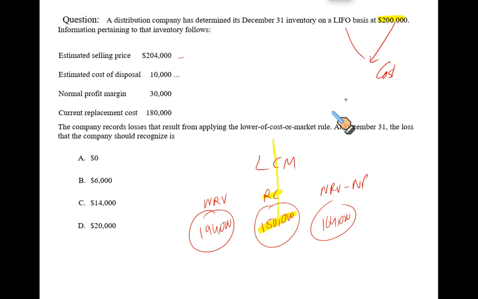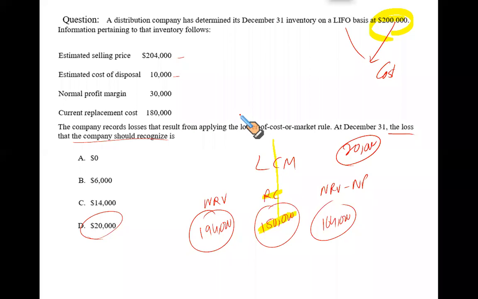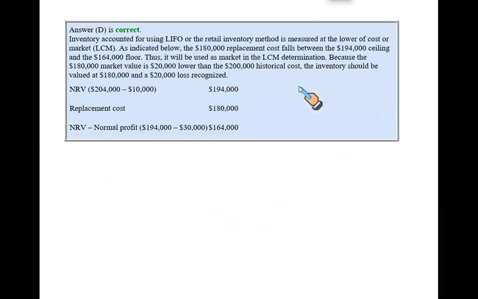This must be matched against your cost, and it clearly shows us that the cost is $200,000, whereas the replacement cost is 180. So yes, there is a loss. And this loss of $20,000 must be recorded in your financial statement. The loss the company should recognize is 20. And since it's LCM rule and we are talking about US GAAP, there will be no reversal. That is the rule based. No reversal, whatever the market price subsequently may be, the loss is gone. So that makes D the correct option.